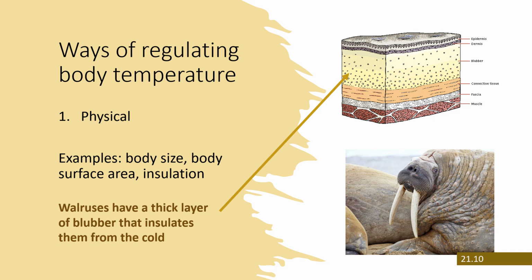Many regulators have different ways of regulating body temperature. One way is to have some physical protection from the cold. This may be having a large body size to protect from cold, or a large surface area to release heat if it's very hot. Animals who live in cold climates might also have a thick layer of insulation to protect their bodies from the cold. For example, walruses have a thick layer of blubber that helps insulate them.